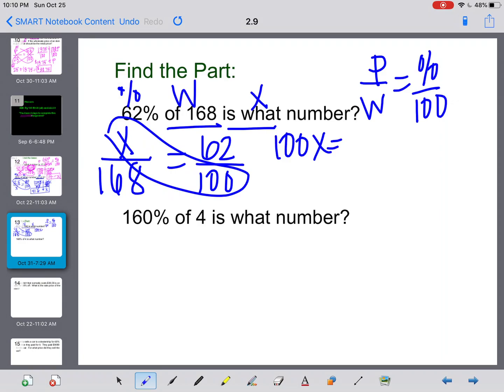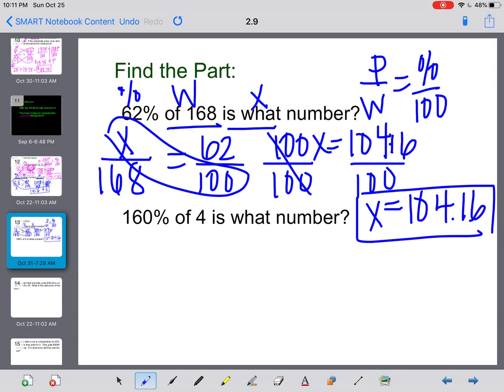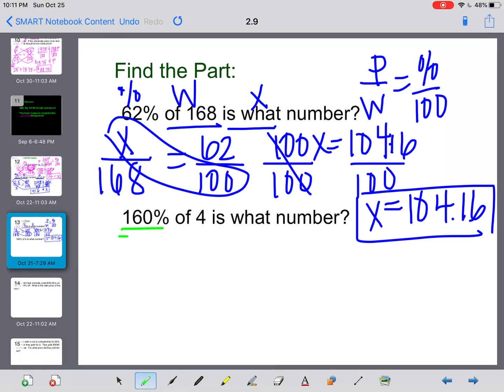So this time when I multiply, I get 100x equals 168 times 62, 10,468. I'm sorry, 10,416. Divide that by 100. And we find out x is equal to 104.16.